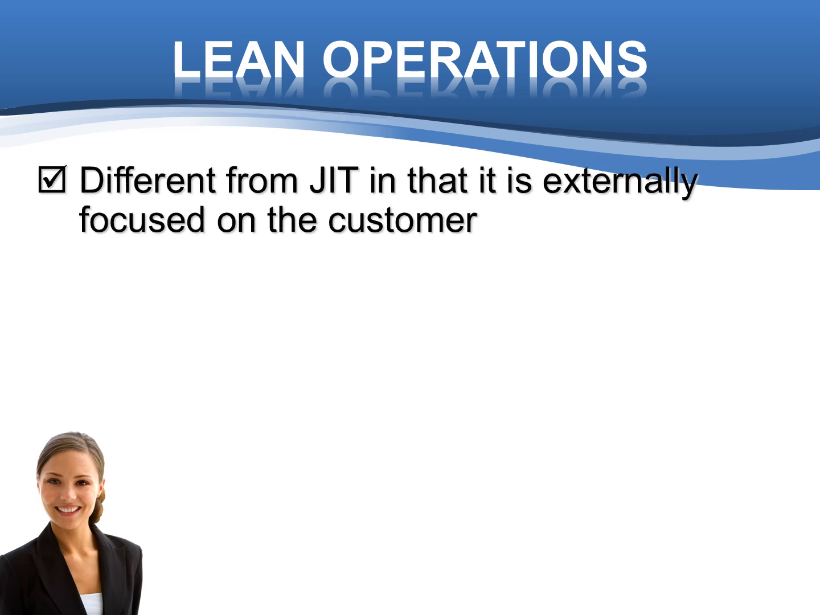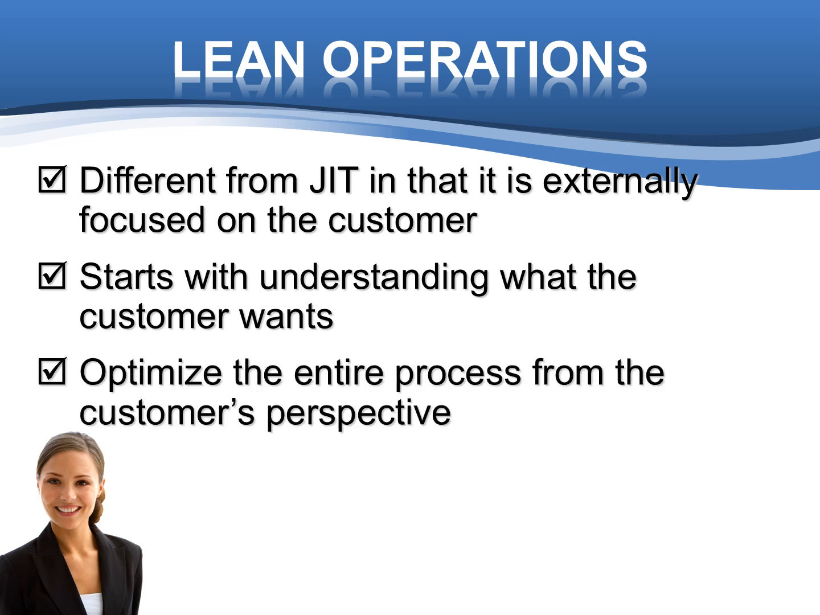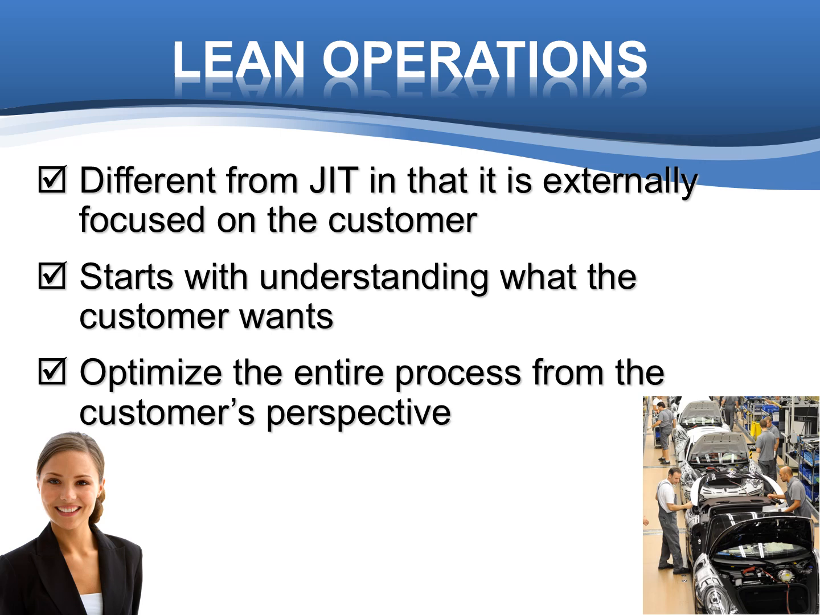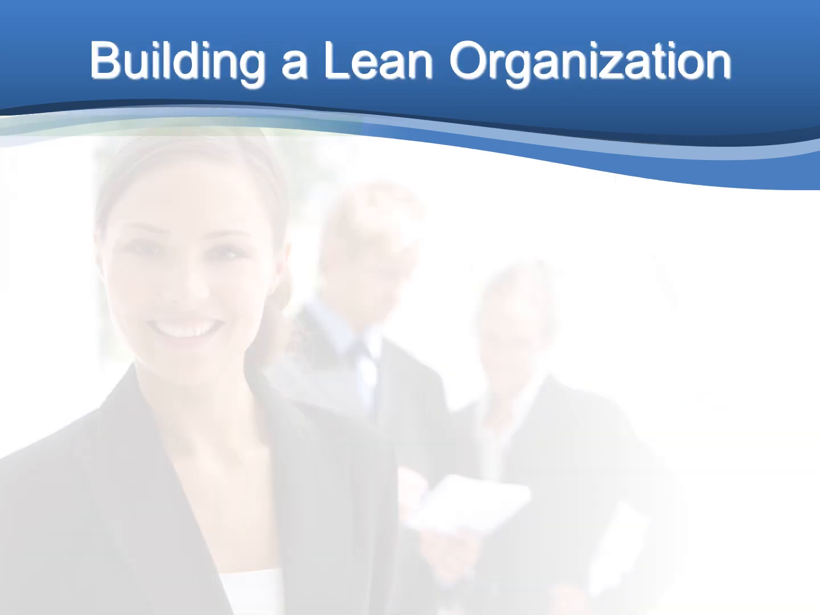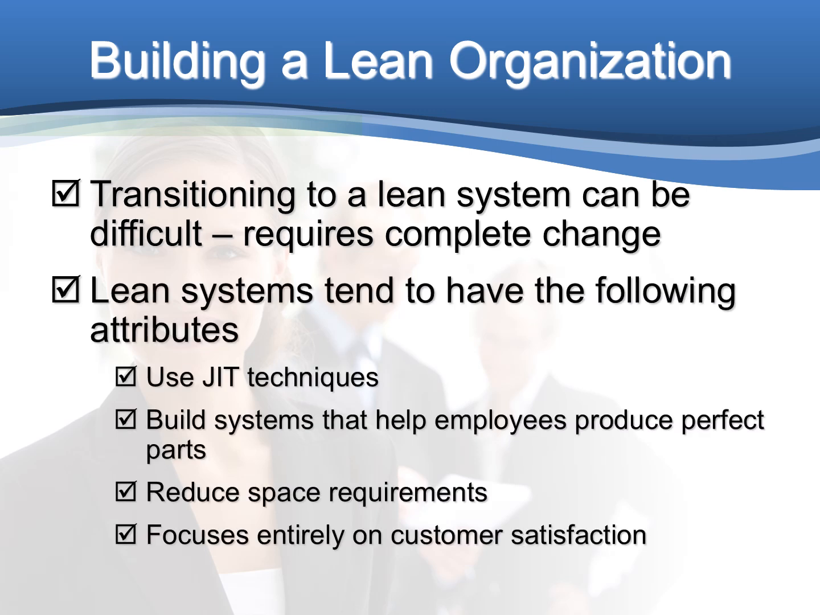And lean operations is different from JIT in that it is externally focused on the customer. It starts with understanding what the customer wants, what they expect, what the specifications are, and what quality level is wanted. You optimize the entire process from the customer's perspective. So when you're building a lean organization, it can be difficult. It requires making a complete change, and you have to do so in little steps.